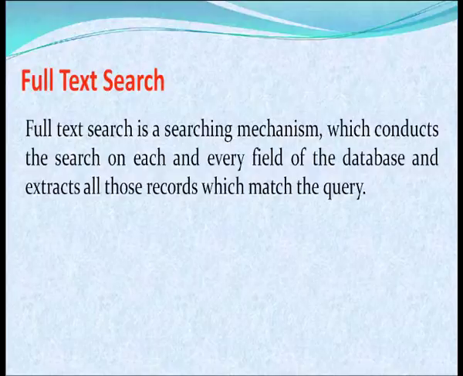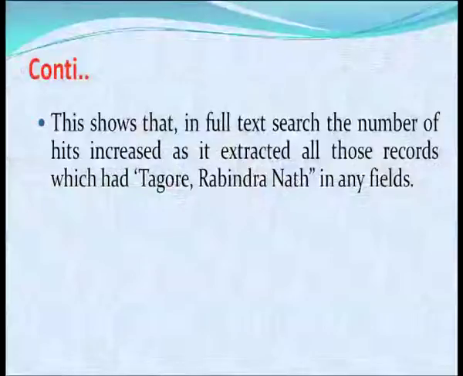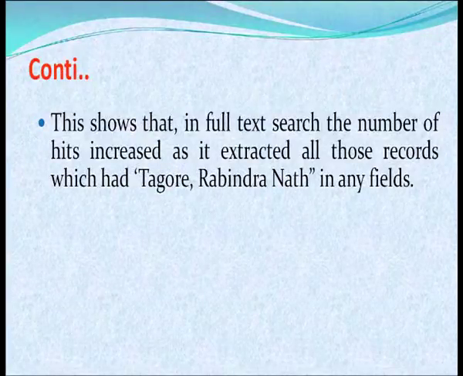Full text search is a search mechanism which conducts the search on each and every field of the database and extracts all those records which match the query. This is the screenshot of the JNU library catalog again. We have put Amartya Sen as the author and the title. This shows the full text search. The number of hits increased, and it extracted all those records which have Tagore Rabindranath in its fields.